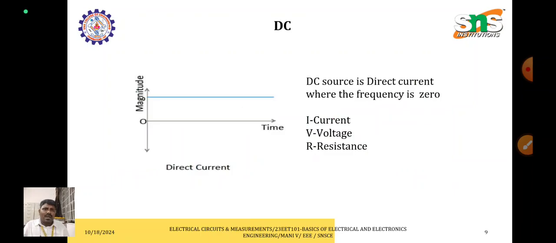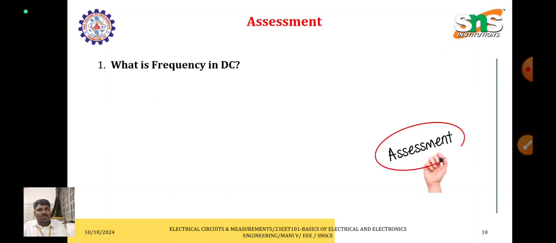Okay. In a DC circuit, the magnitude of voltage or current does not change with respect to time. It will always be constant. So here the frequency is 0. But in AC, some frequency is there, but here the frequency is 0. Okay. So here is the assessment: what is the frequency in DC?